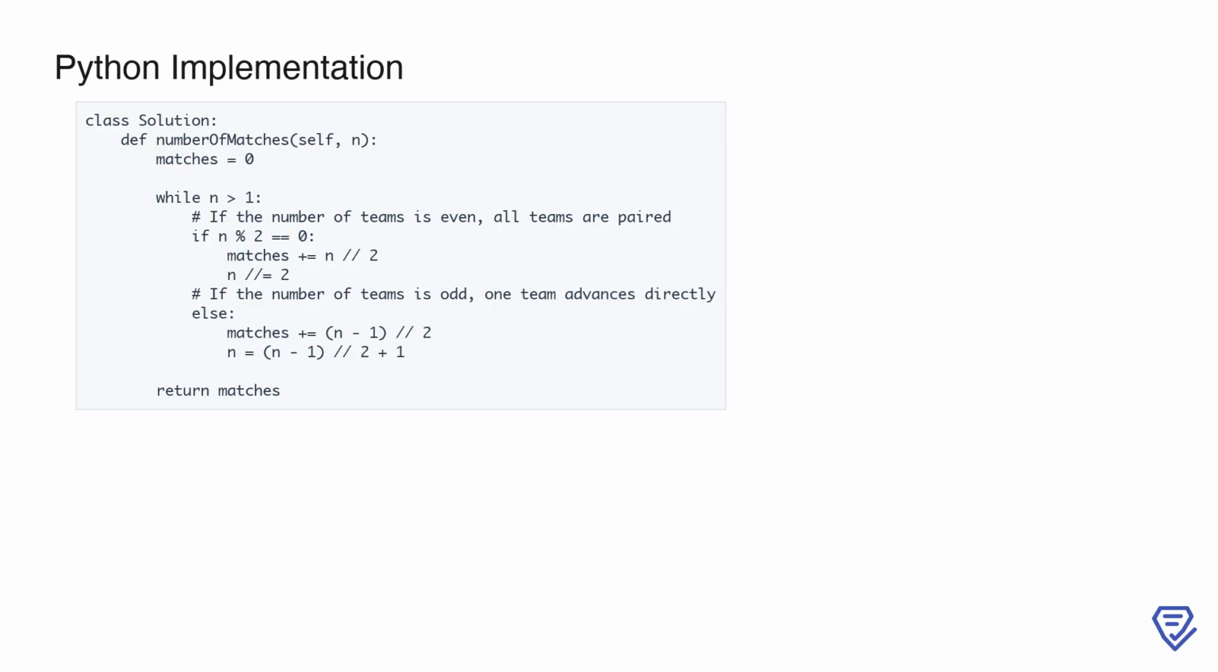Complexity analysis. Time complexity. The loop runs logarithmically with respect to n, as the number of teams approximately halves in each iteration. Thus, the time complexity is O(log n). Space complexity. The algorithm uses only a fixed amount of extra space, making it O(1). This concise and efficient solution guarantees the correct result for any valid input size, adhering to the problem constraints.